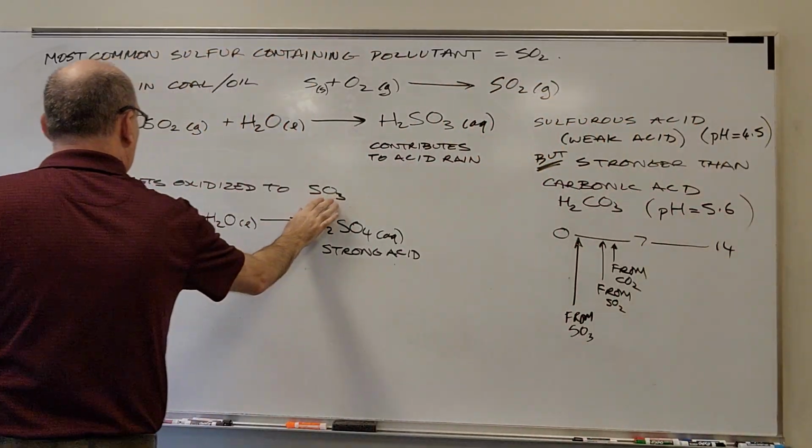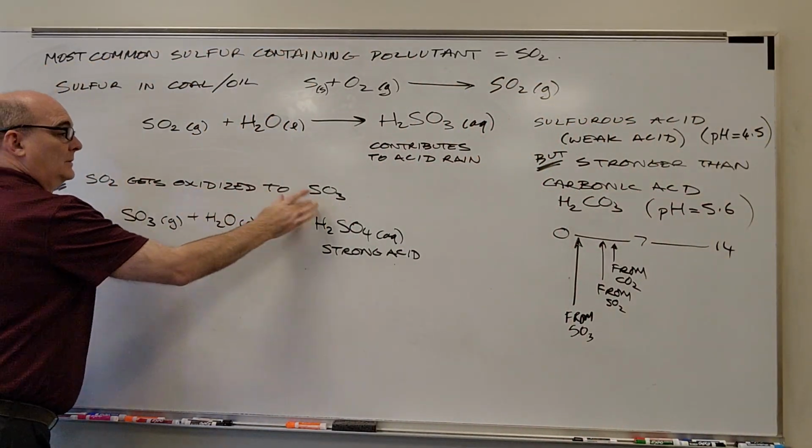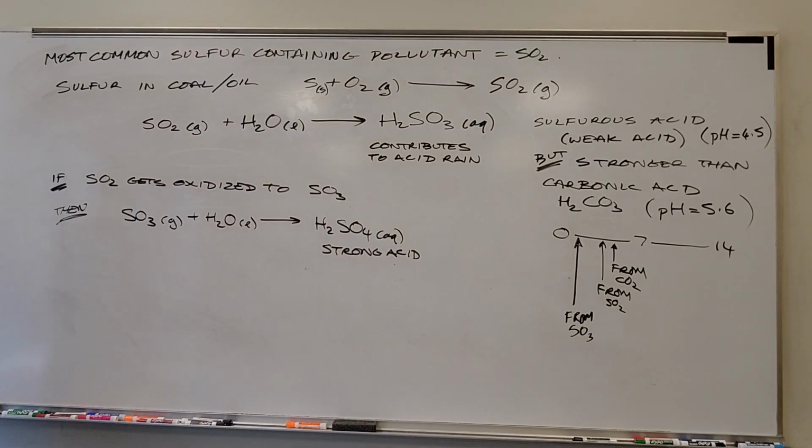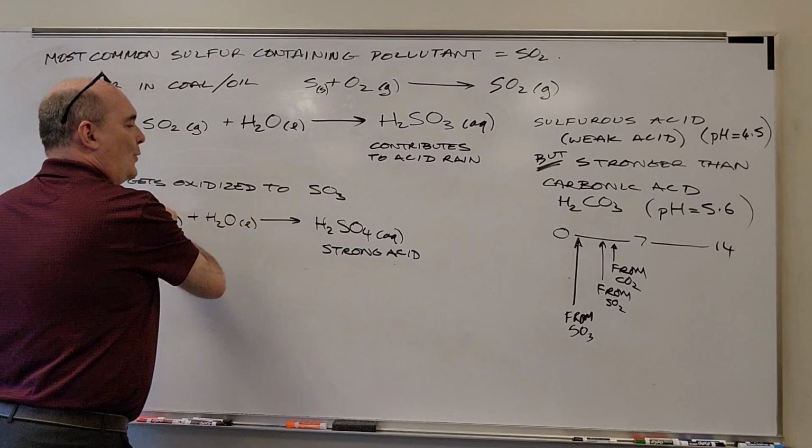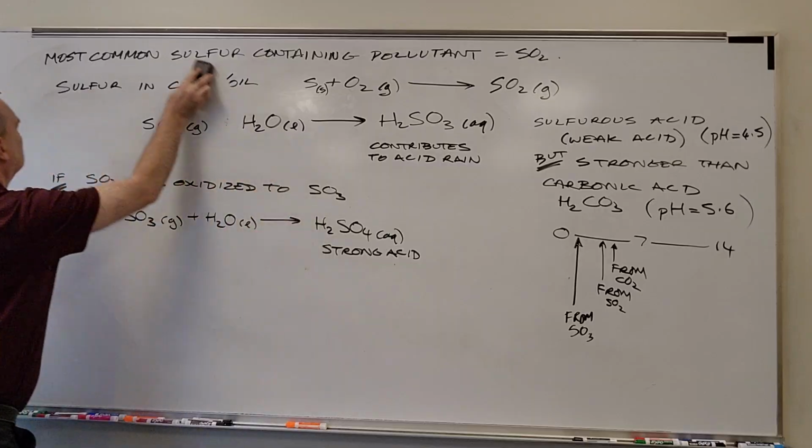So this conversion doesn't have to be going on at a large scale. If just a small percentage of sulfur dioxides gets turned into sulfur trioxides, bam, you have acidity. Okay? So let's look at how this happens.